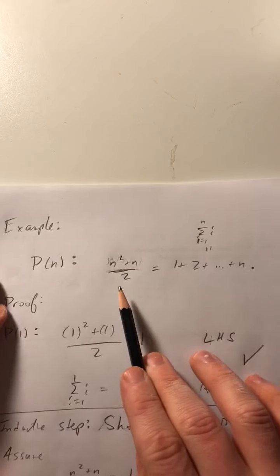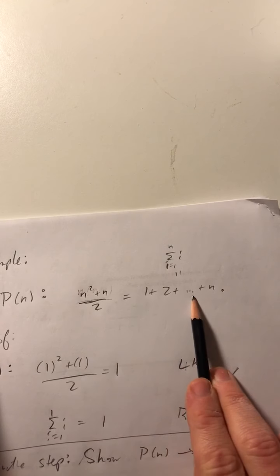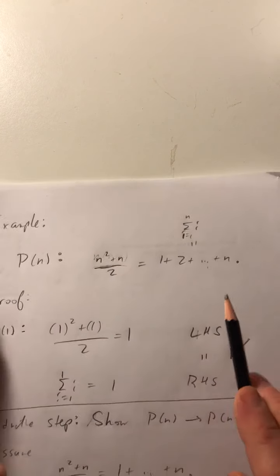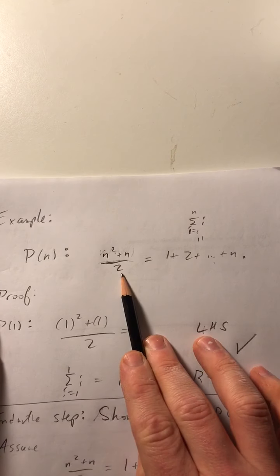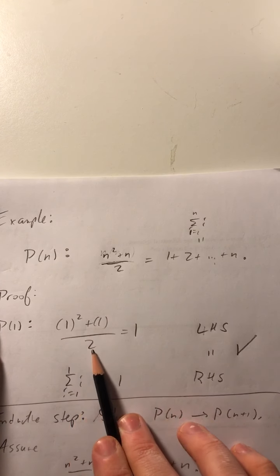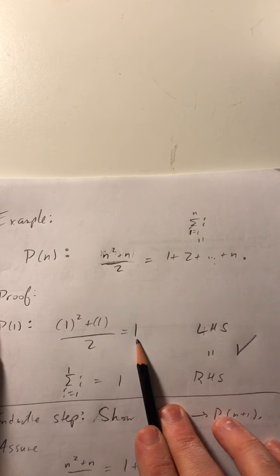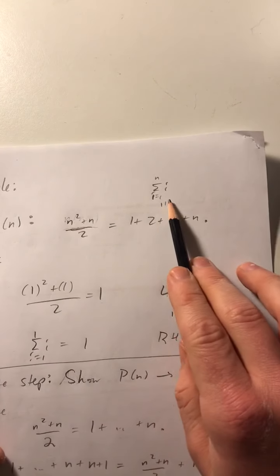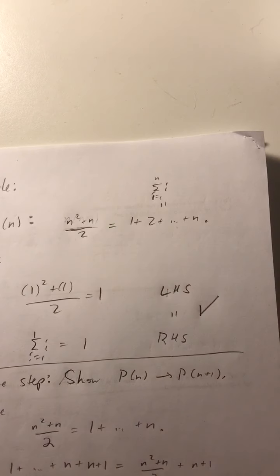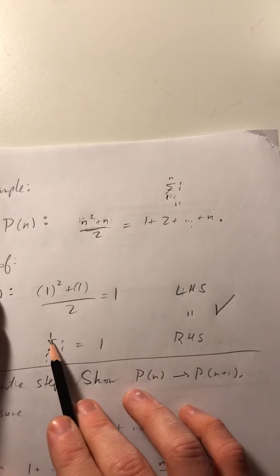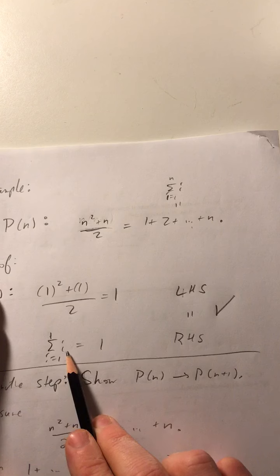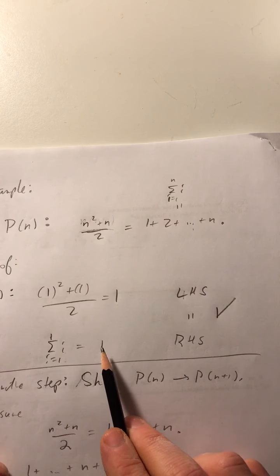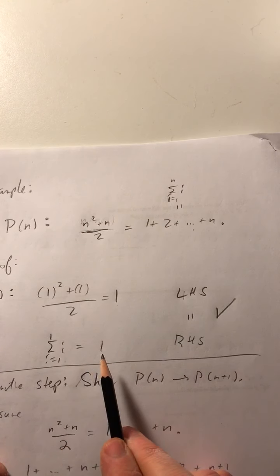So I want to prove that this is equal to this when n equals 1. I'll just take n equals 1, plug it into the left-hand side, and I get 1 squared plus 1 over 2, which is 1. I take 1 and plug it into the right side, which is the sum starting at 1 and going up to 1. The sum, i goes from 1 to 1 of i, is just 1. There's only one term there, one value of i, it's 1.